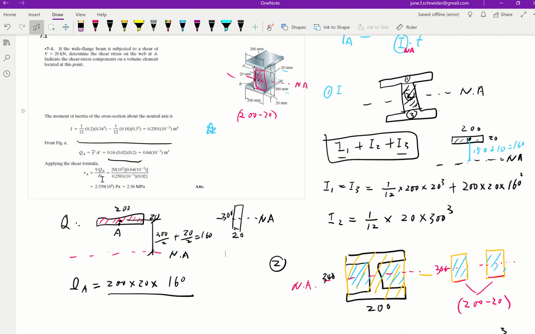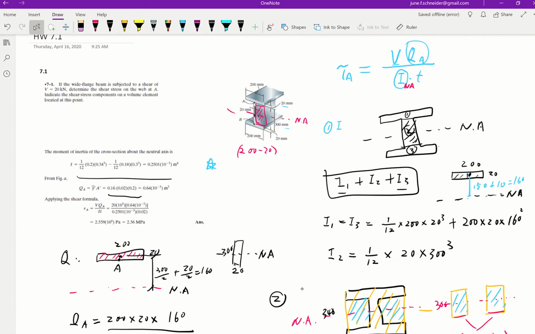Then the T, the last thing in the equation, is the thickness at that point, and the T is at this. That's going to be the thickness, which will be 20. That's how they use 20. All right, put it all together, you get your shear stress.